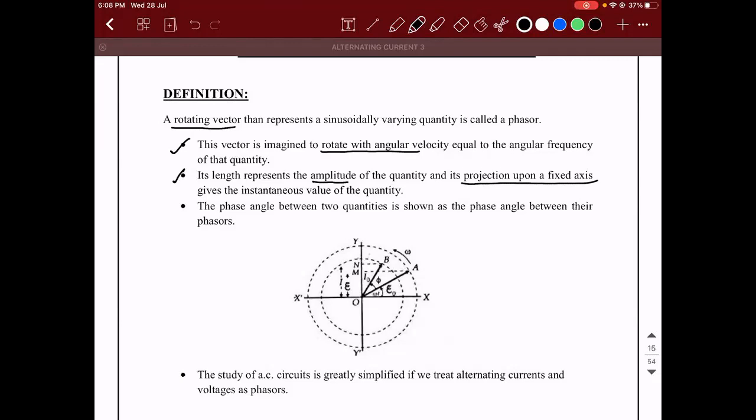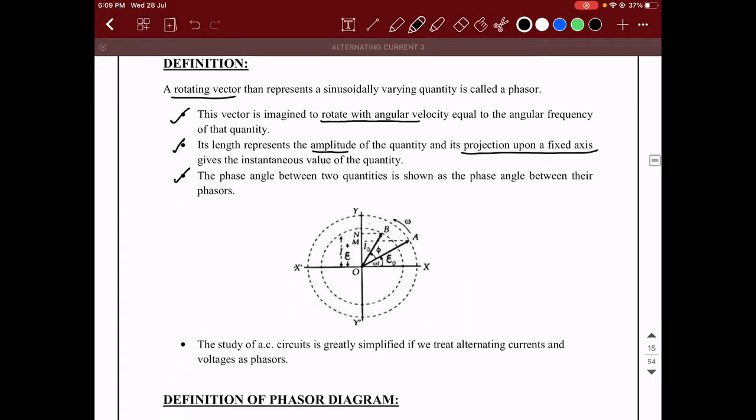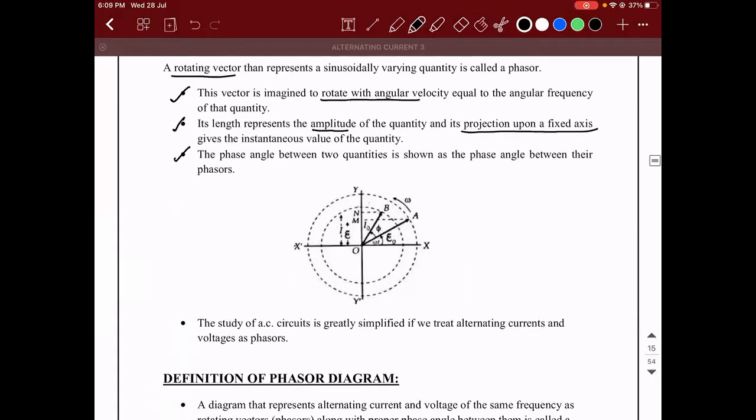Okay. Third, the phase angle between these two quantities is shown as the phase angle between their phasors. And the last is, the study of AC circuits is greatly simplified if we treat alternating currents and voltages as phasors. It is only to simplify the study. Now it is time for me to explain all these points. Listen to this carefully, guys.